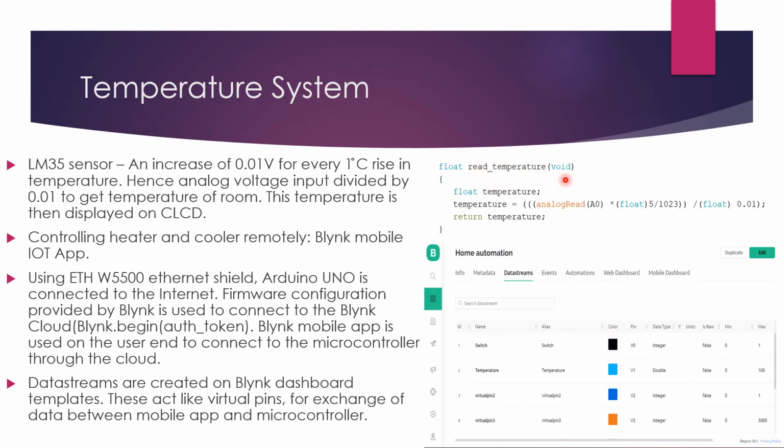This here is a function which we use to read the temperature of the room, analogRead of A0. A0 is the pin to which we connected our LM35 sensor, and we multiply by 5 divided by 1023 to get the actual voltage, and then we divide it by 0.01 to get the final temperature.